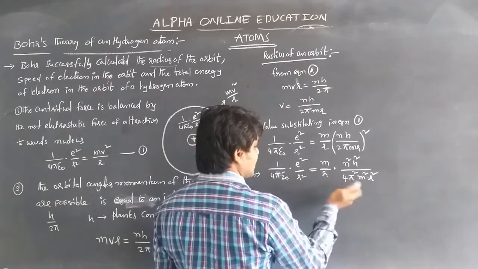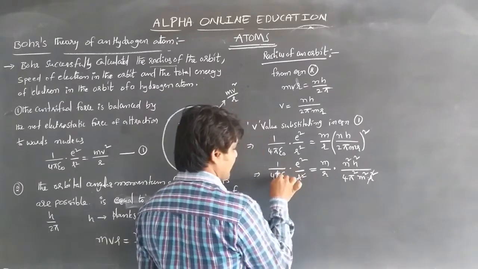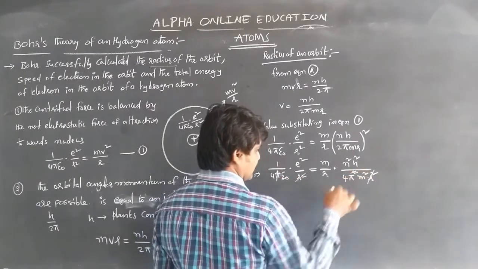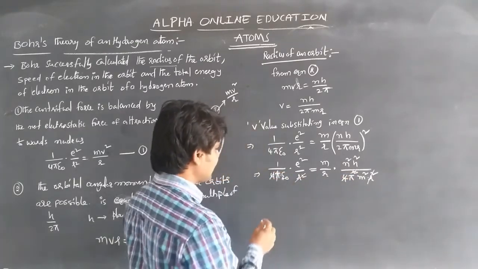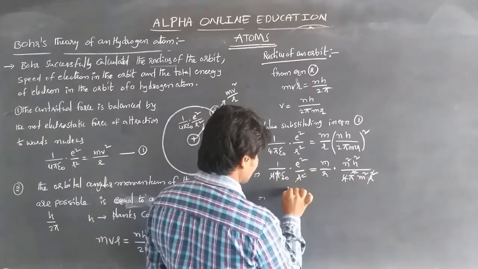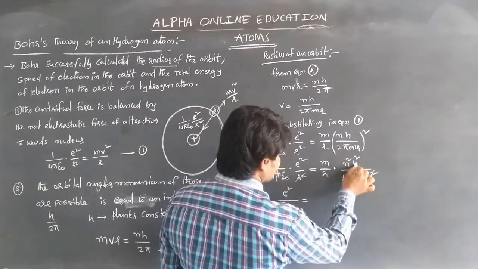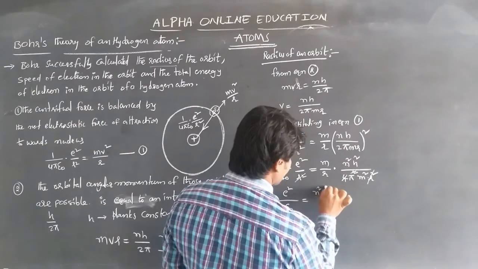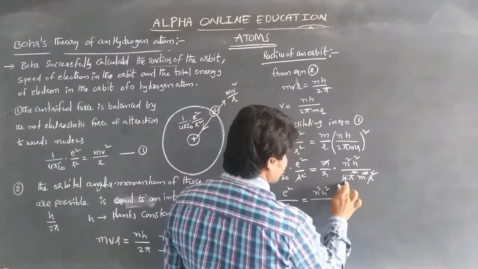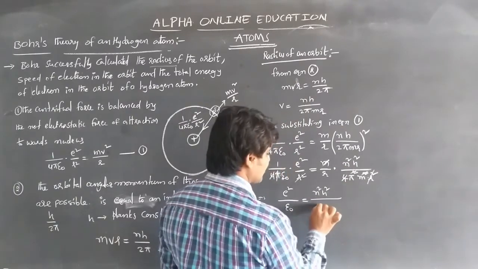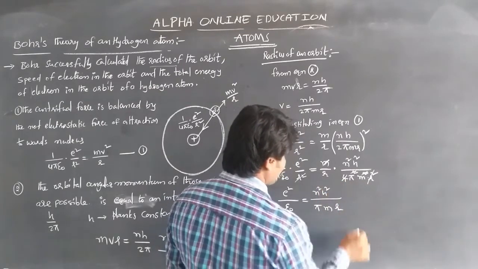So we can cancel on opposite sides: the r square and r square get cancelled, and 1 pi from this, 1 pi 4 get cancelled. So the remaining values we can write: e square by epsilon naught is equal to n square h square, and we are cancelling m here, then the remaining 1 pi is there, so pi, and 1 m is there, m, and r is there, pi m r.